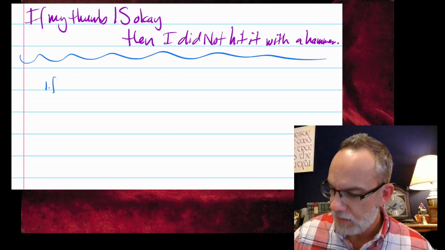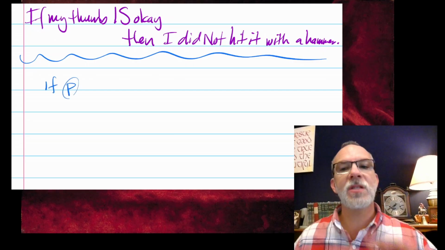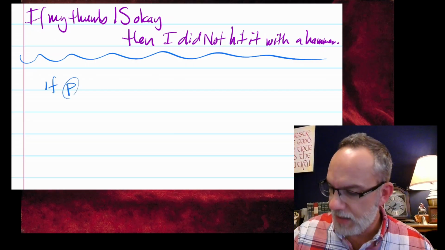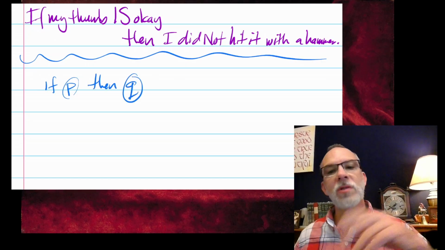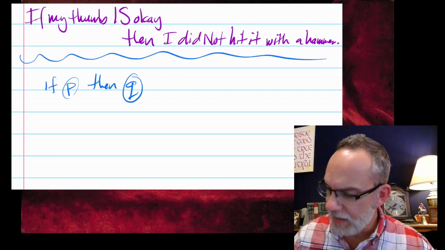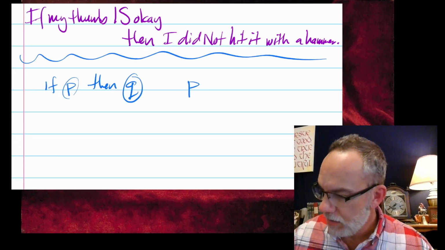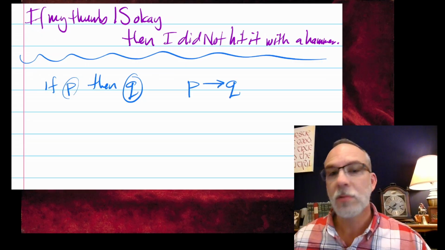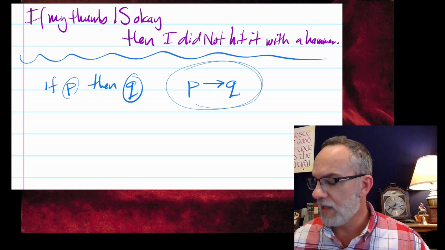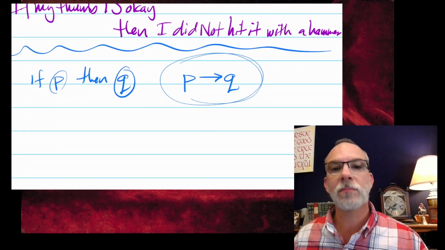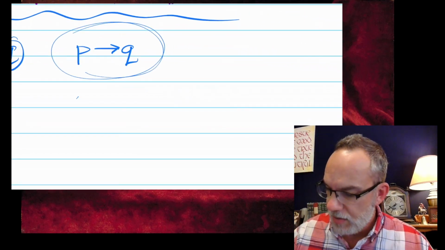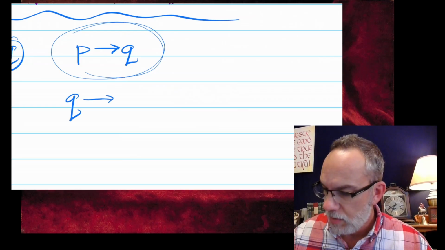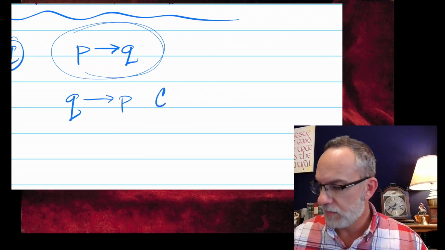If P is just some statement, it's like a variable. If P, then some other statement, Q, is the conclusion. I can write that in symbols. P leads to or implies Q. There's our first conditional. If P, then Q. The converse would look like this. If Q, then P. Converse.